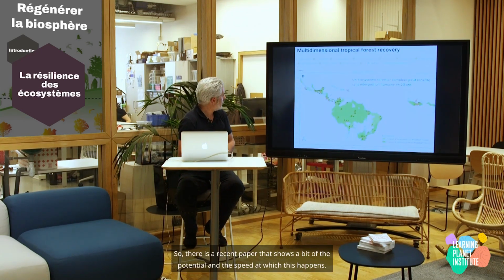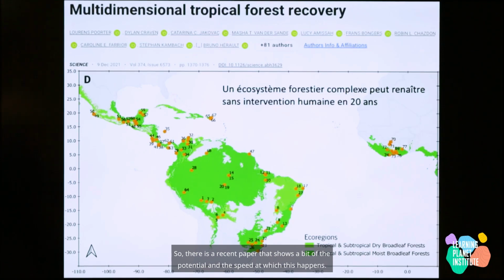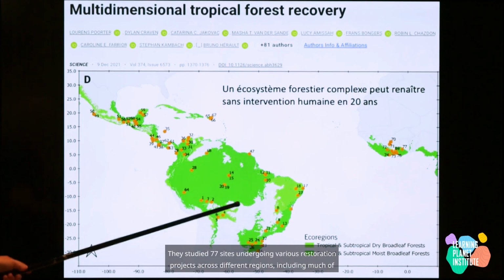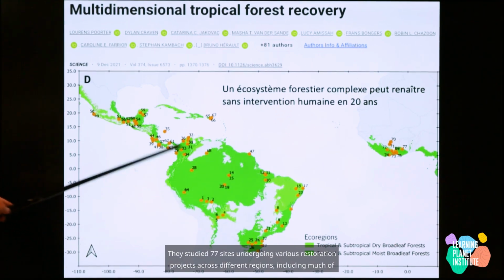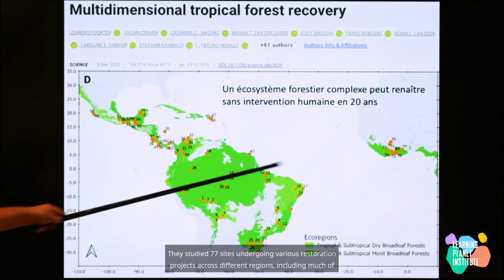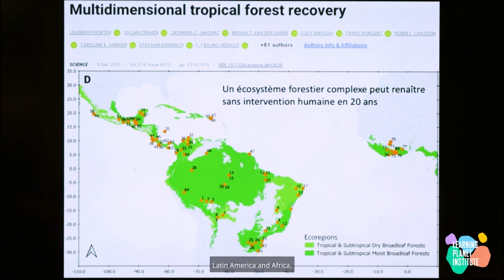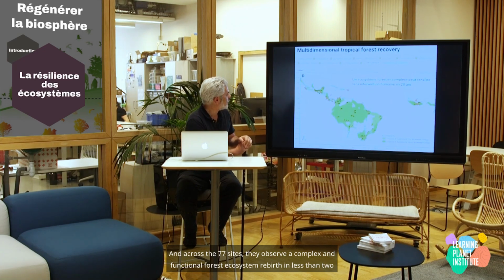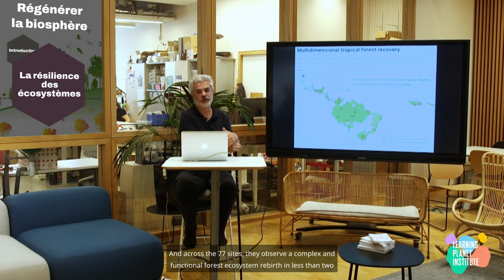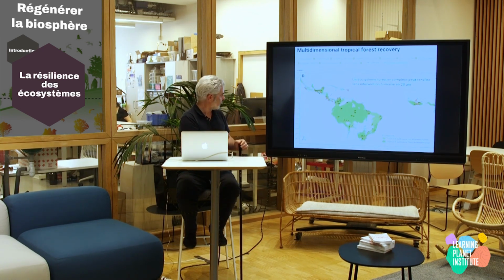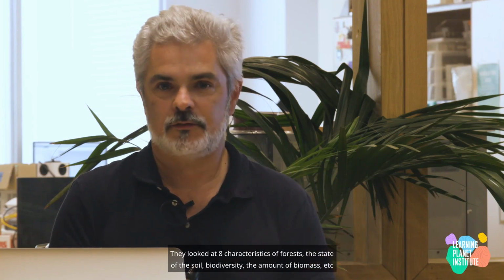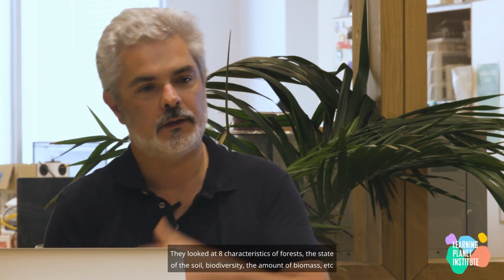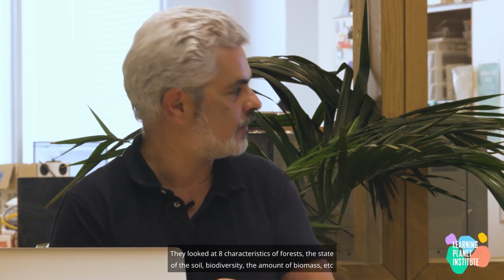There is a recent paper that shows a bit of the potential and the speed at which this happens. They studied 77 sites undergoing various restoration projects across different regions, including much of Latin America and Africa. Across the 77 sites, they observe a complex and functional forest ecosystem rebirth in less than 2 decades. They looked at 8 characteristics of forests: the state of the soil, biodiversity, the amount of biomass, etc.